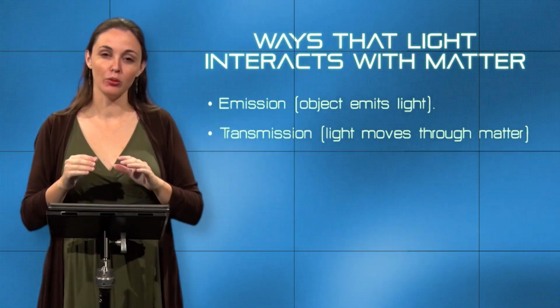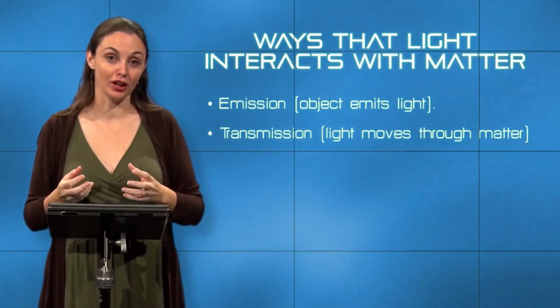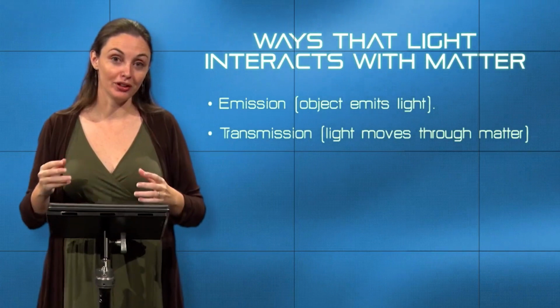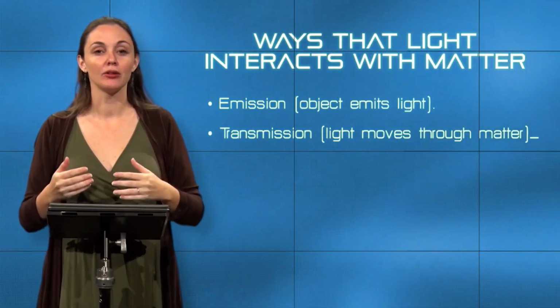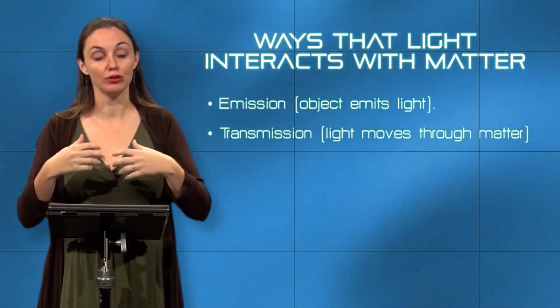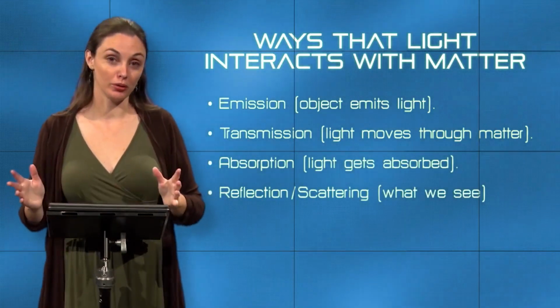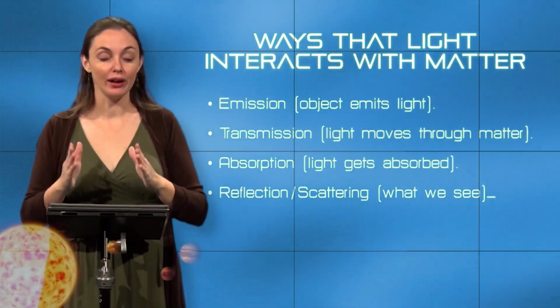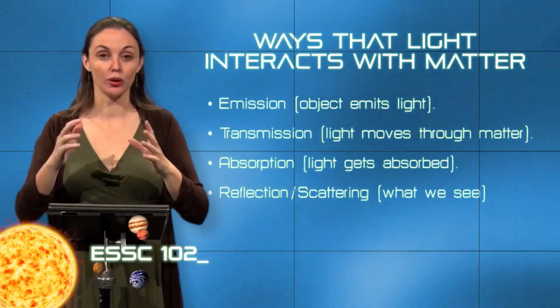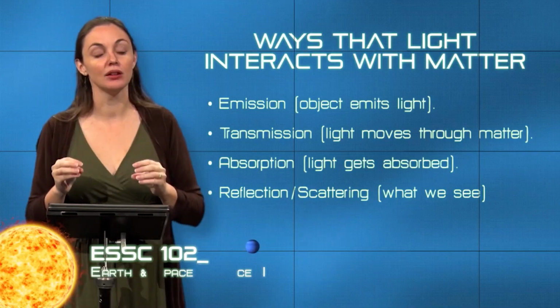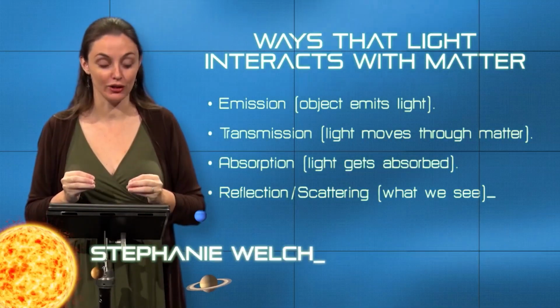And then finally, once you get to maybe a more dense object like the Earth's surface, a blade of grass, the roof of a building, then light can either be absorbed or reflected and scattered off of that surface, or both. And what happens, whether it's absorbed or reflected in individual wavelengths, is going to be entirely dependent on the composition of that material.